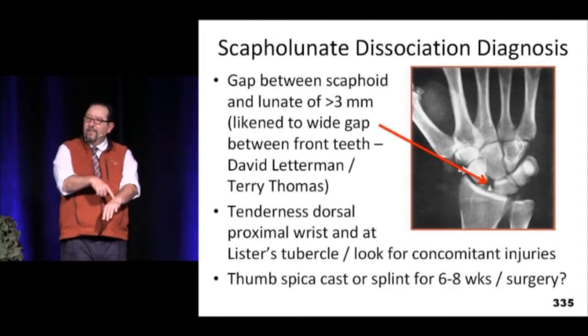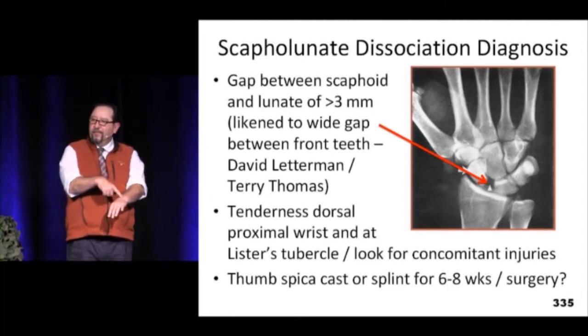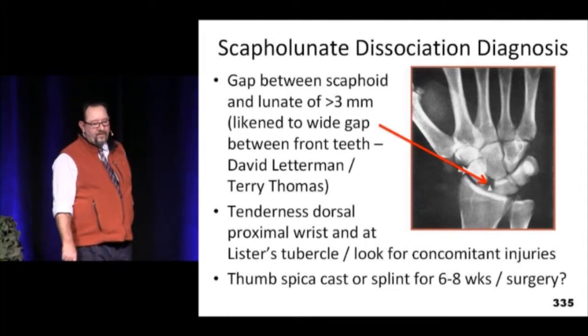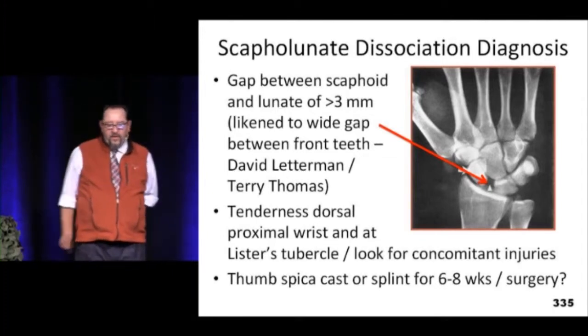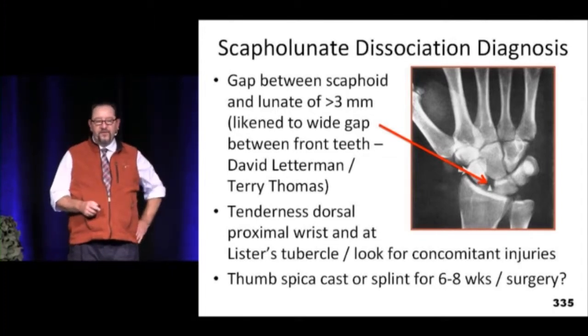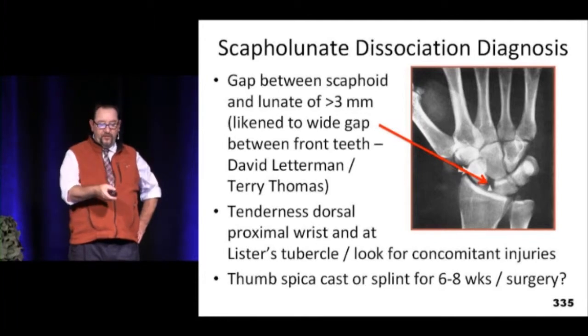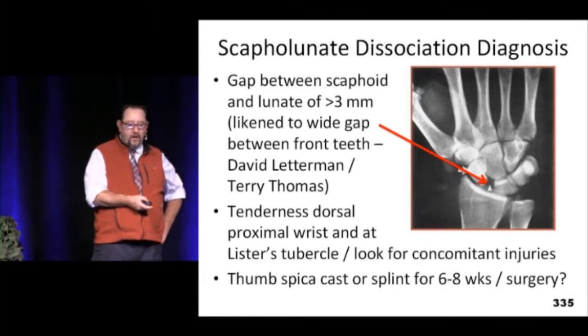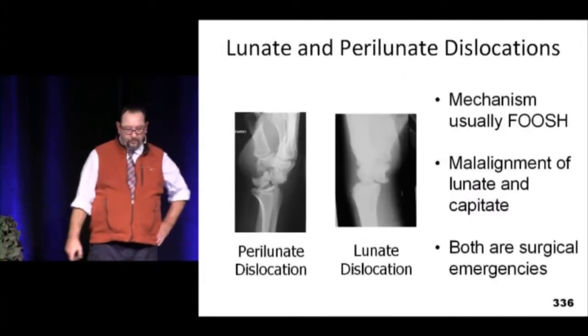So tenderness at that point, even if it's not 3 millimeters separated, would alert you to the fact that this might be there. These need a thumb spica cast or splint for 6 to 8 weeks, and a lot of times they need surgery. This one, I can tell you, with that huge gap there, probably needs surgery.